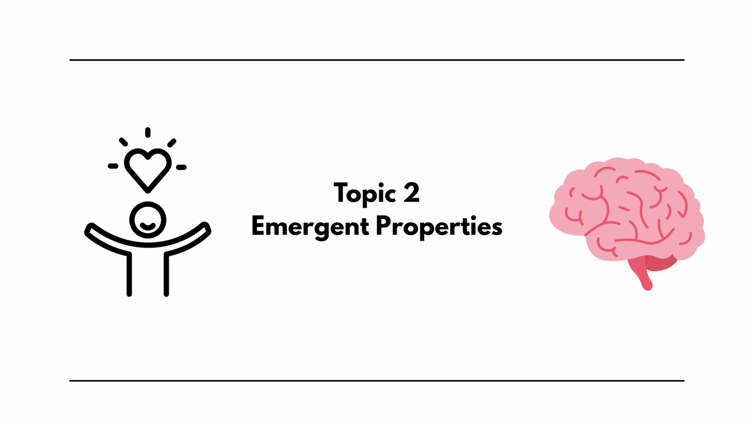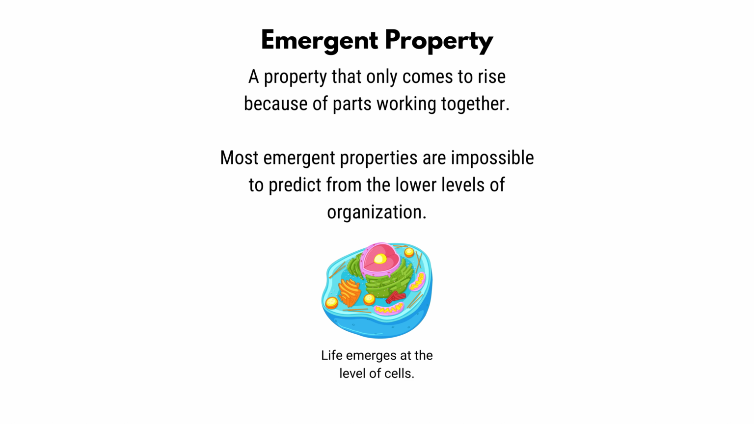Now let's go on to our second topic, which are emergent properties. Now, emergent properties are a property that only comes about when multiple parts begin to work together. So for example, think of like a car. For a car, you need the wheels, the doors, and gas to work together. Those on their own cannot be a car and do functions like a car would, but together they come about to be able to make a car that's able to move and transport.